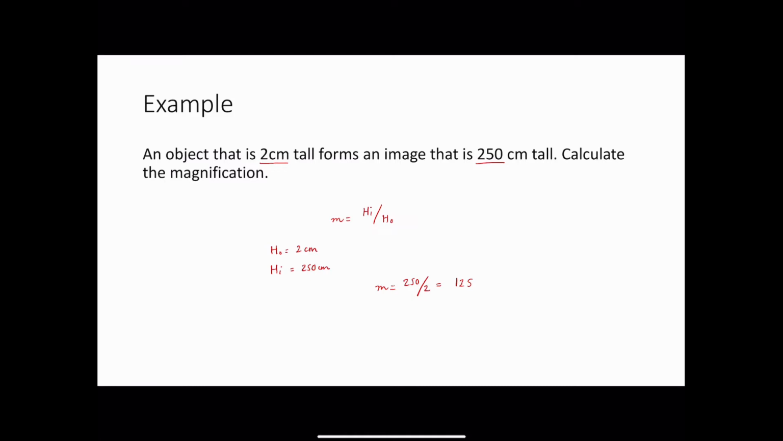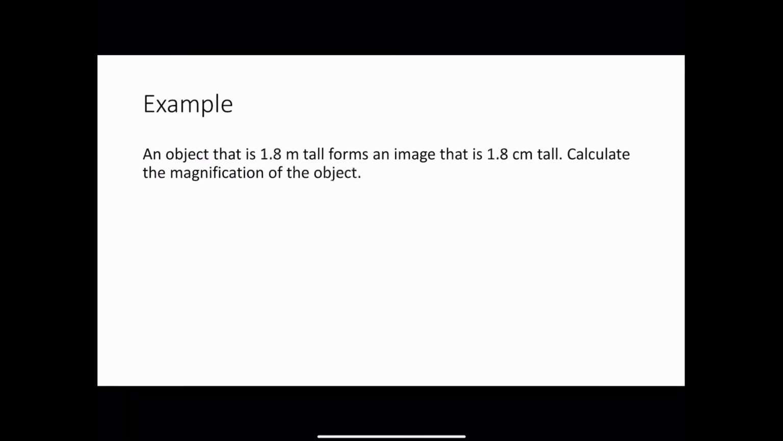Let's look at example 2. An object that is 1.8 metres tall forms an image that is 1.8 centimetres tall. Calculate the magnification of the object. Again, first thing that I do, write down the equation. That way I know that it's going to stick in my mind. I'm repeating myself, and it's really making a case for staying in my long-term memory. Again, I'll read the question and I'll take note of anything that I've been given. And this is the point where I want to make sure that I'm going to swap into different units. So an object that is 1.8 metres tall.